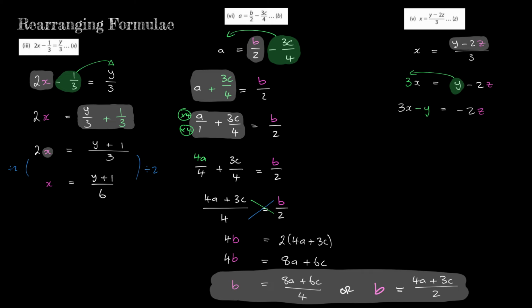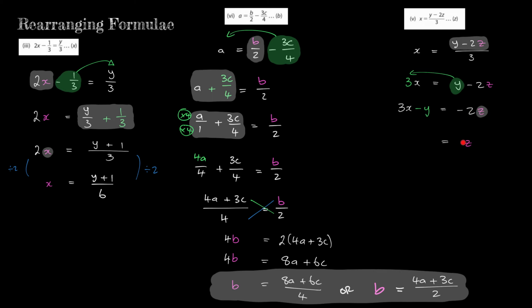Okay. Again, we're looking at what our goal is. Our goal is to get z by itself. So if I want z by itself, I need to see what I'm doing to z. And what I'm doing to z there currently is I'm timesing it by negative 2. So you can see here that I'm timesing z by negative 2. So to get rid of that, what I need to do is I need to divide the right-hand side by negative 2 to get z by itself.